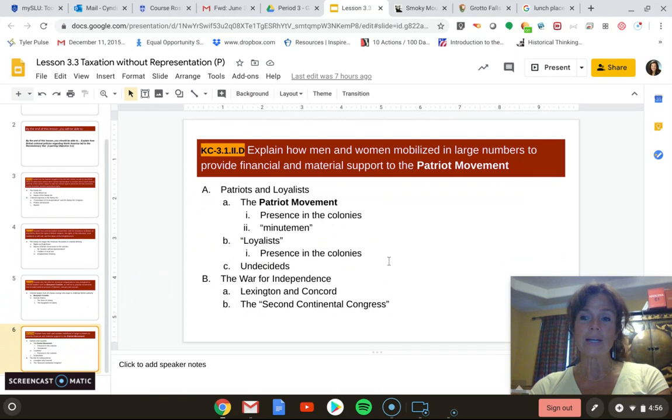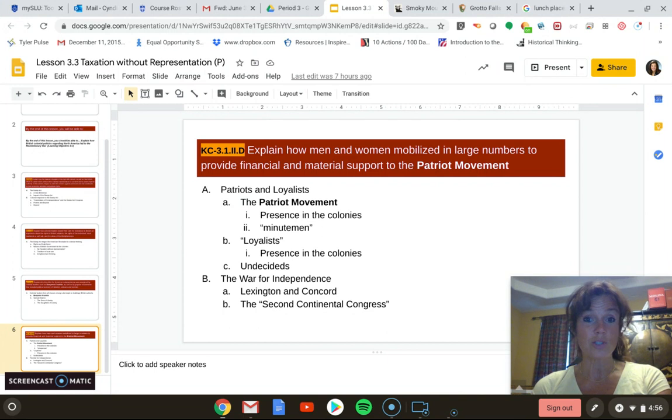Our final key concept is to explain how men and women mobilize in large numbers. There are the Patriots and the Loyalists. The Patriots were all over the colonies, but they were strongest in New England and Pennsylvania, especially among those radical groups known as the Sons of Liberty. The Patriots were the ones who began to organize local militias who were supposed to have a weapon and be ready on a moment's notice to fight or be ready for the influx of British soldiers.